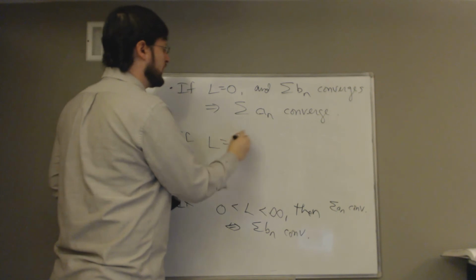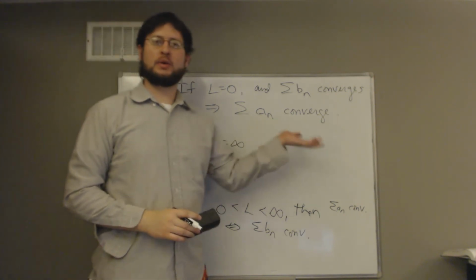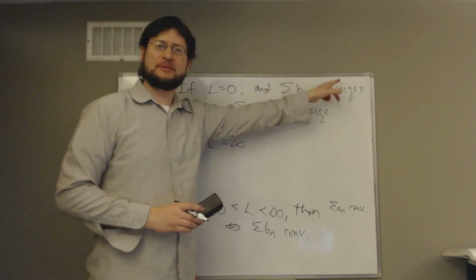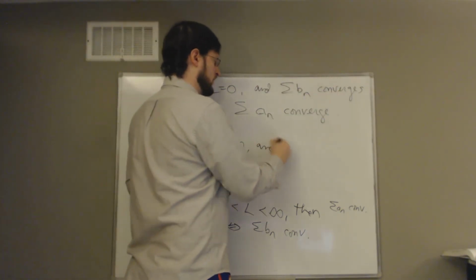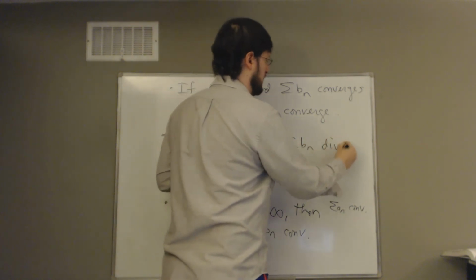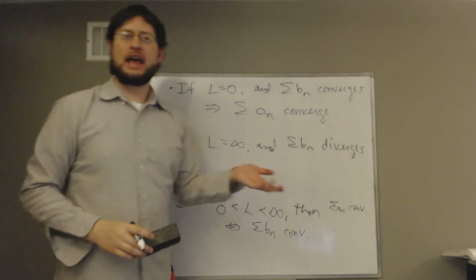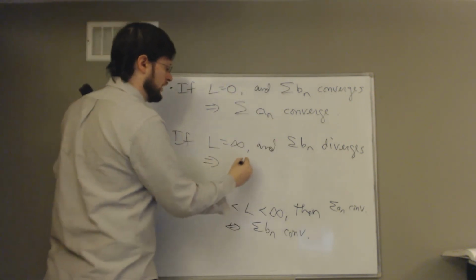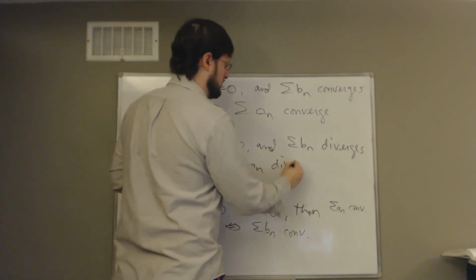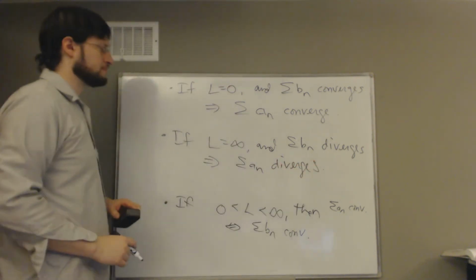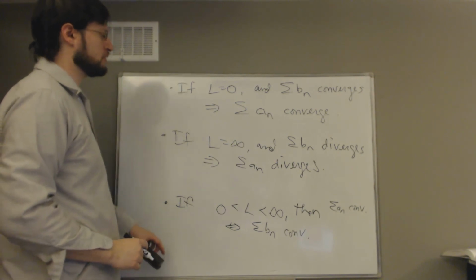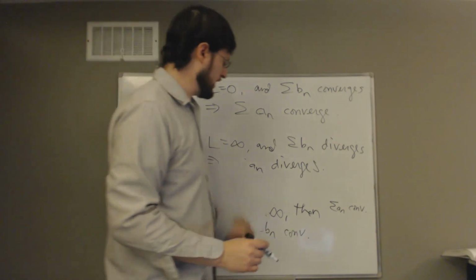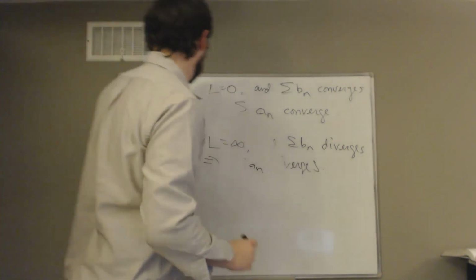And if the limit is infinity, then we're looking at the opposite here. If the limit is infinity and bn diverges, well, that means that an must go up to infinity faster than bn, so I can conclude that an diverges as well. So these are 3 possible conclusions for the limit comparison test. And they look kind of complicated, but they're really not that complicated. Let's just apply it in a couple of examples.